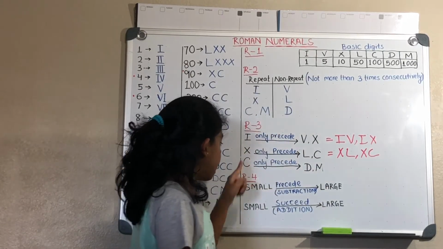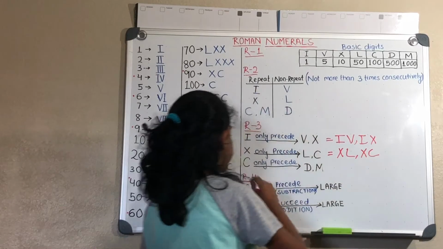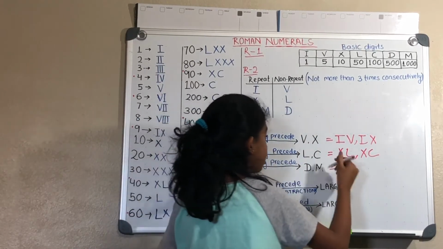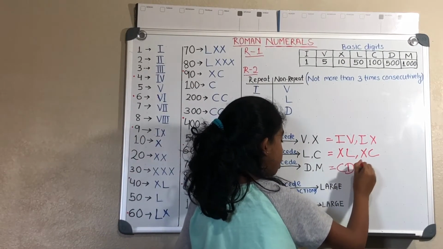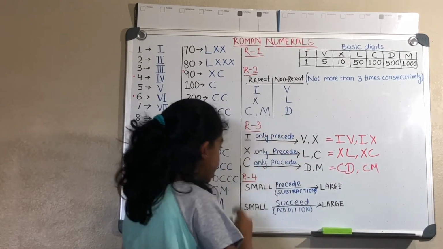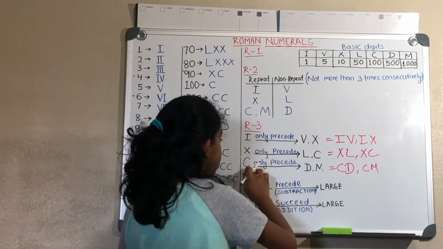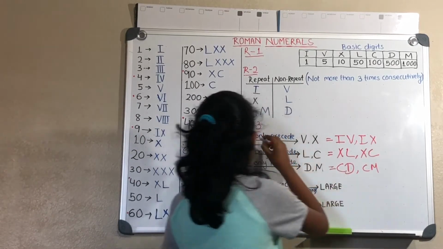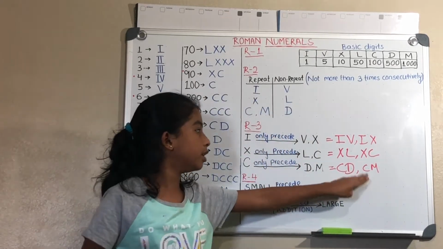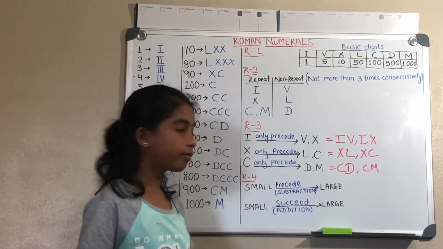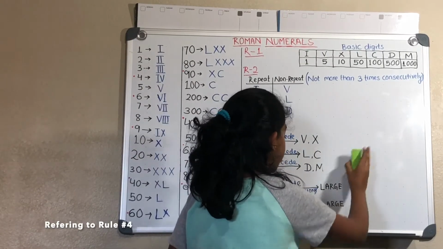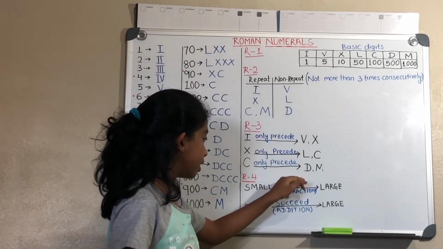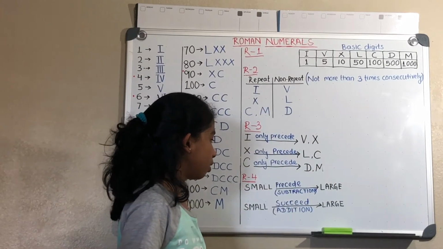Same for C, the last one that can precede another basic digit, which looks like CD or CM. C cannot precede digits such as CV, CX, or CL. So these are how the numbers I, X, and C can precede these numbers. Rule 3 consists of 2 parts. The first part is preceding and the other part is succeeding.